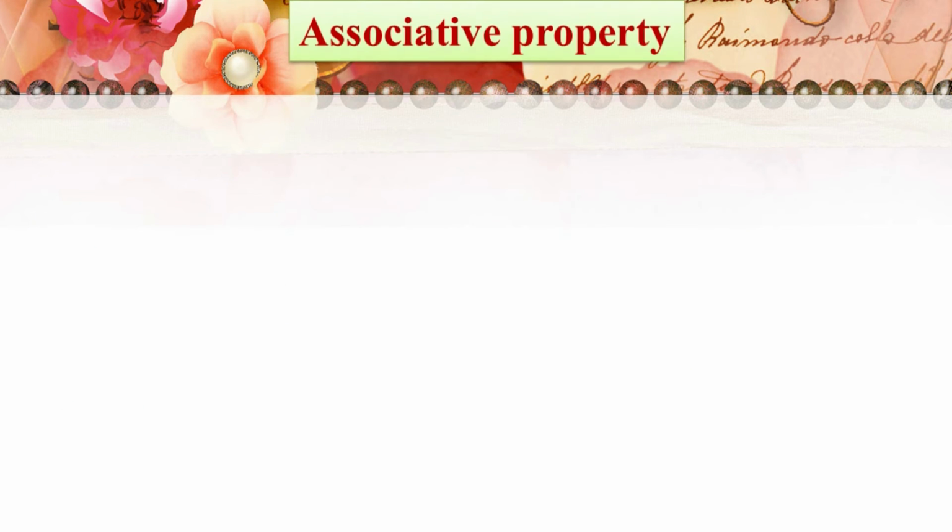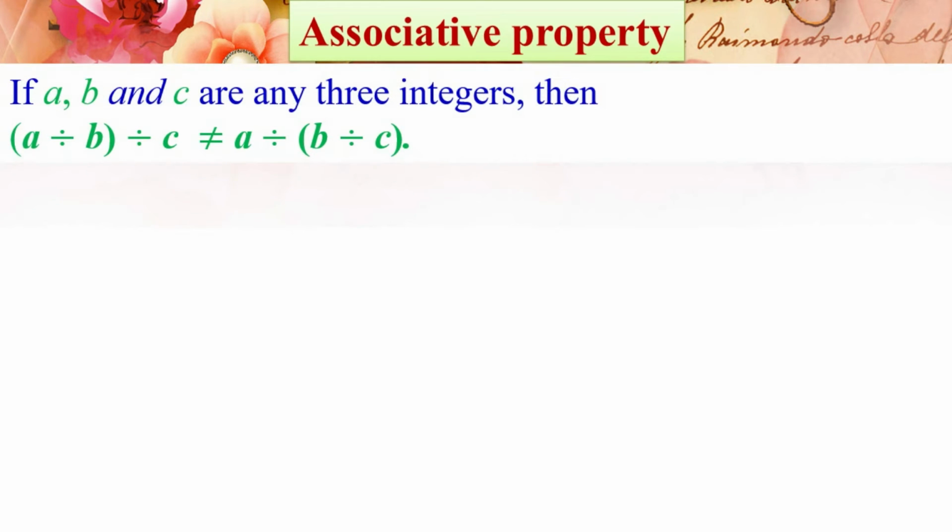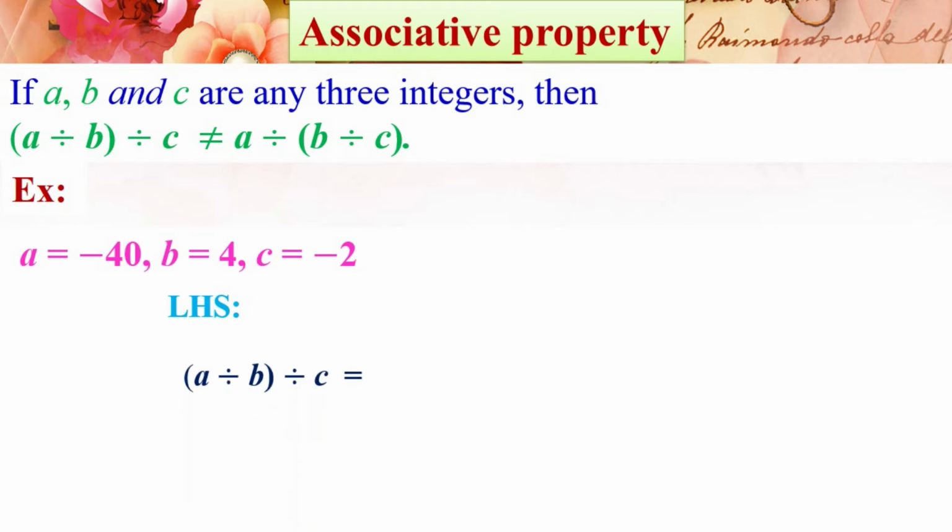Let's see the associative property. If a, b and c are any three integers, then (a ÷ b) ÷ c is not equal to a ÷ (b ÷ c). Here, on the left hand side, a and b are grouped. Here, on the right hand side, b and c are grouped. Let's see the example. a equals minus 40, b equals 4, c equals minus 2. According to the statement, (a ÷ b) ÷ c is not equal to a ÷ (b ÷ c). Let's check LHS.